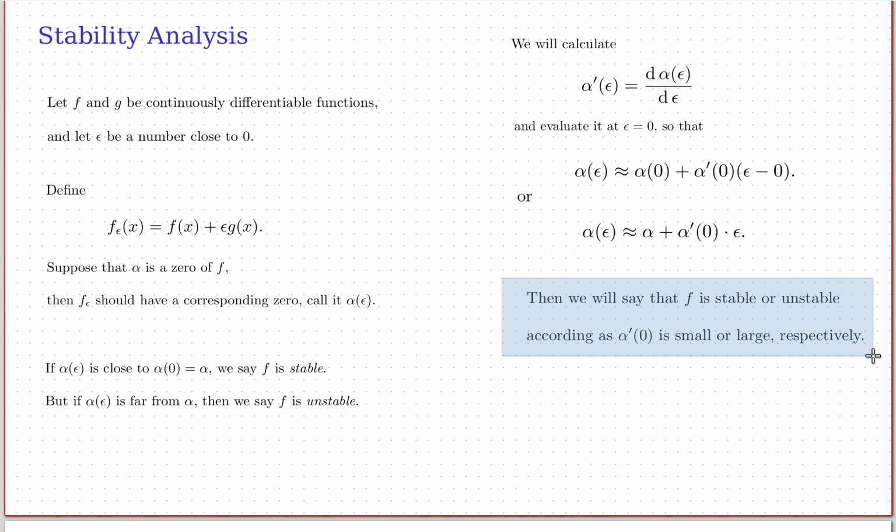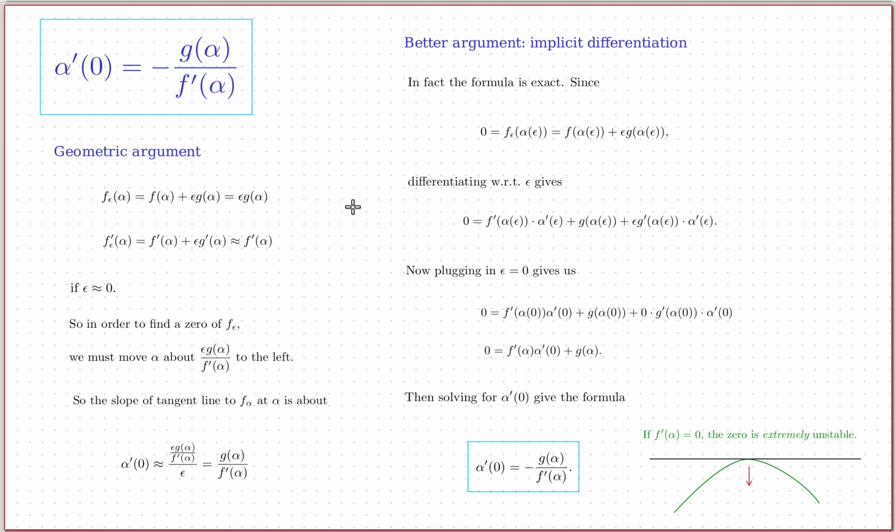But if alpha prime of 0 is large, then the root can move quickly, and so that would be an unstable situation. Okay, so here's the answer. It turns out there's a very simple formula for alpha prime of 0. It's simply equal to minus g of alpha over f prime of alpha.